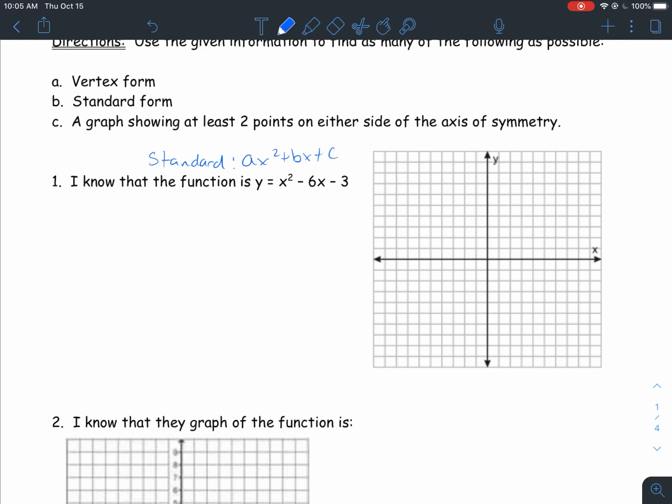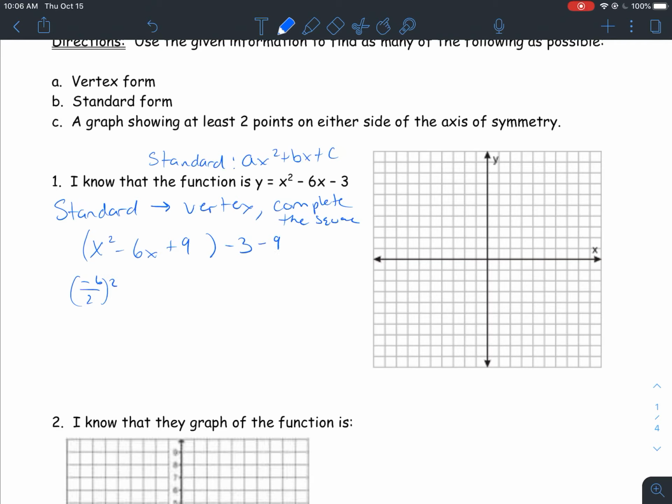So if you forgot how to go from standard to vertex, what you have to do is complete the square. So we're going to go ahead and complete the square. To remind you of what we do for that, first we look to see if it has a leading coefficient. If it does, we factor it out. This one does not have a leading coefficient, so we're just going to write it like this. And then we take our middle term, divide it by 2 and square it, which is going to give us a plus 9. And since we added 9 on the inside, we need to subtract 9 on the outside.